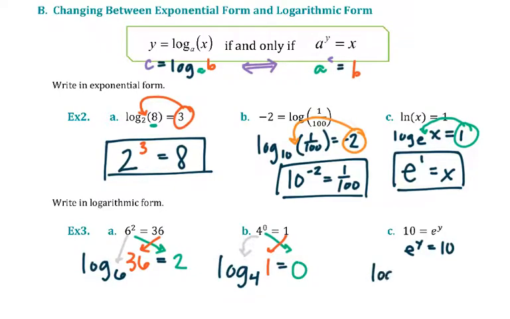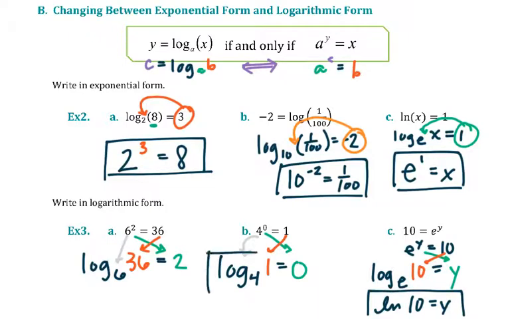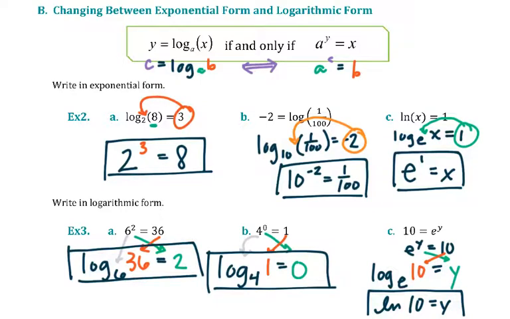So this is the same as writing log base e of 10 equals y. You'll notice they switched sides there. And when we have log base e, we're going to take that next step because log base e means natural log. We're going to say the natural log of 10 equals y. So I have 3 logarithmic equations that I have written, converting them from exponential form.